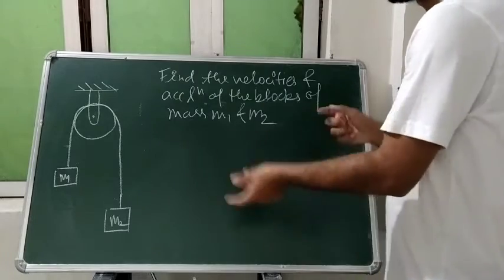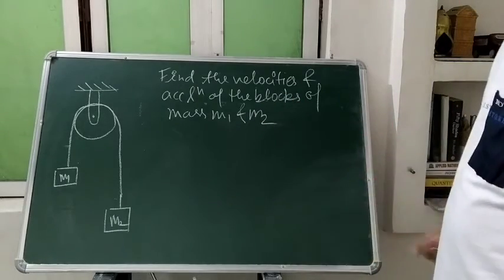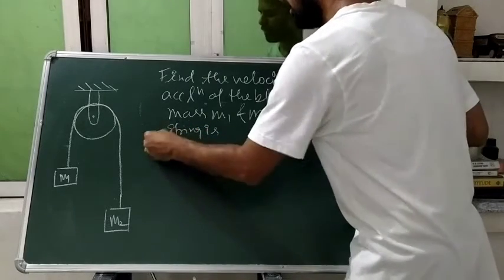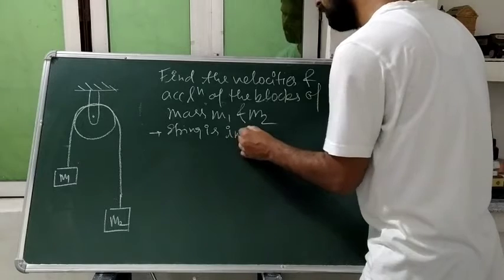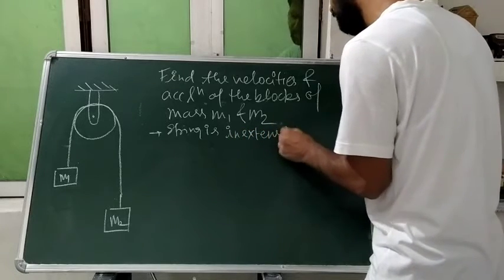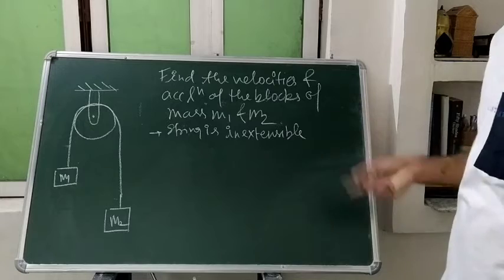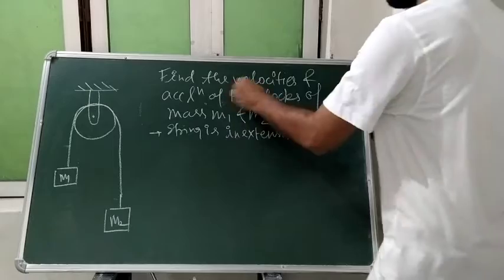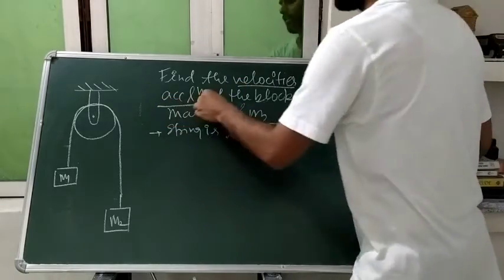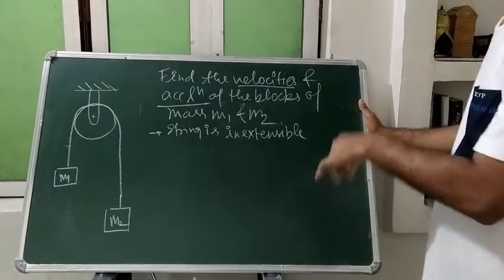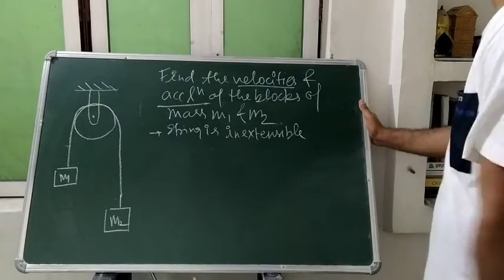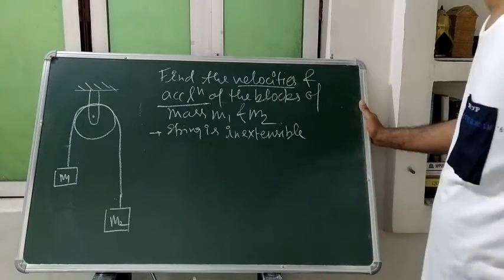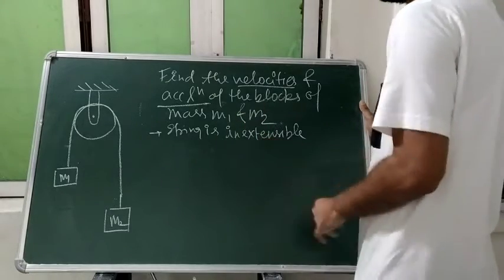The length of the string is not going to change. It is an inextensible string. The length of that string is not going to change. We are not talking about the tension right now. We are talking about the velocities and accelerations. We will talk about tensions when we consider the mass of the pulley, so that tension in the same string at different ends will be different, whereas for a massless pulley, the tension will be the same at the different ends.